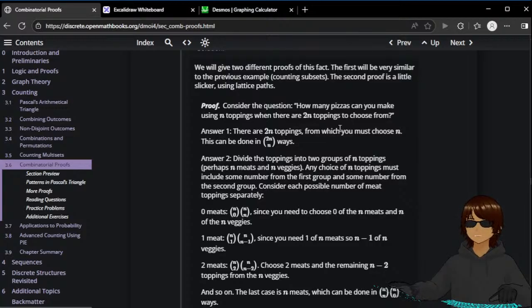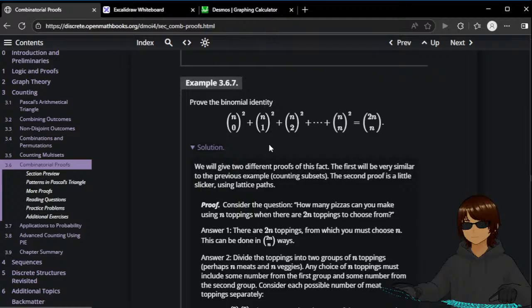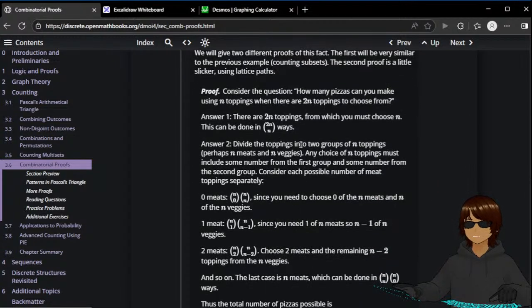There are 2n toppings from which you must choose n. This can be done in 2n choose n ways. Divide the toppings into 2 groups of n toppings. Any choice of n toppings must include some number from the first group and some number from the second group. Consider each possible number of meat toppings separately.